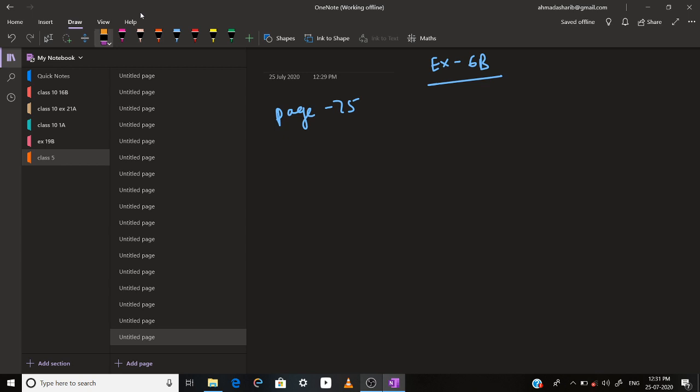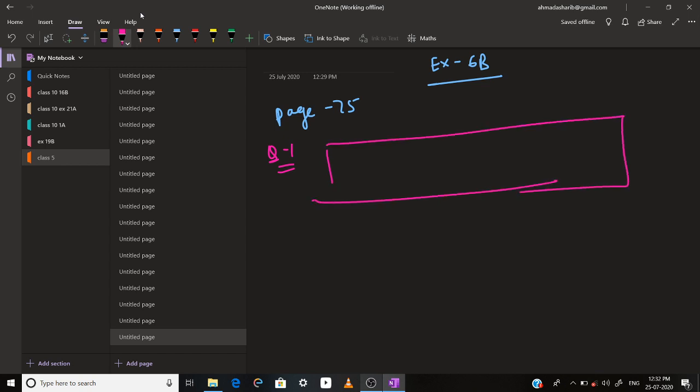Now in exercise 6b, question 1, ring the prime numbers. Different numbers are given in this rectangle, and you have to circle the prime numbers only. Let me tell you that 2 is the smallest prime number. This is a very important point. Remember this, 2 is a prime number and it is the smallest prime number. So you have to circle all the prime numbers. You are going to do this on your own.